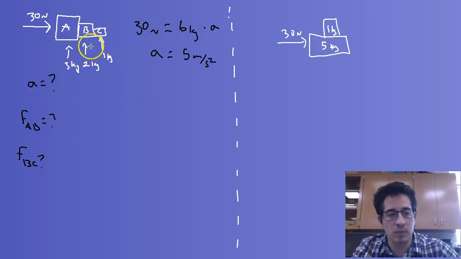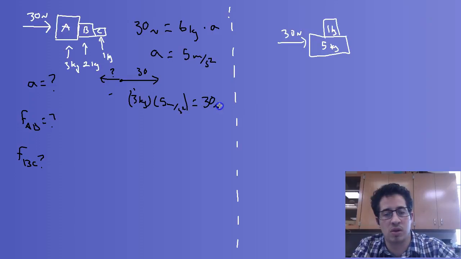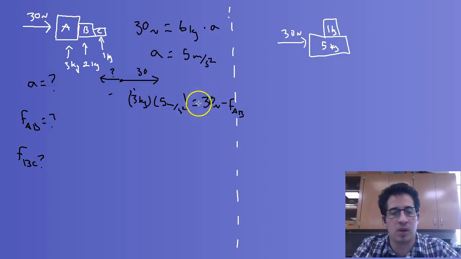Okay? Well, if you think about block A, it's getting pushed this way with 30. It's getting pushed this way with some amount, and we don't know, but we do know that block A is experiencing acceleration of 5 meters per second squared. So we can say the mass of A, which is 3 kilograms, times the acceleration of 5 meters per second squared, is going to be equal to the force this way of 30 newtons minus the force between blocks A and B. So if we solve this, we get 15 equals 30 minus that force.